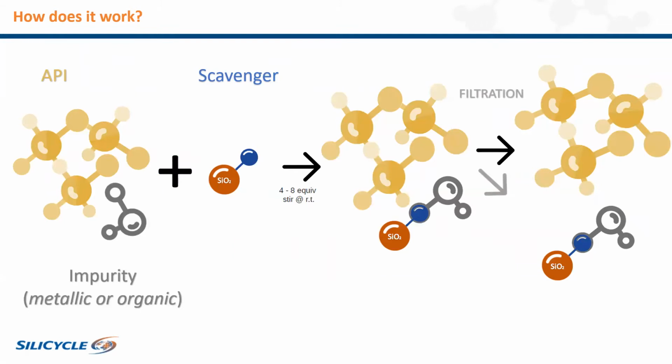So how does scavenging work? Well, you have an API, your API, with an impurity that you want to remove. You put in your scavenger for a certain amount, you stir it together, and then do a filtration where you remove your scavenger with the impurity and you get your API at a higher purity.